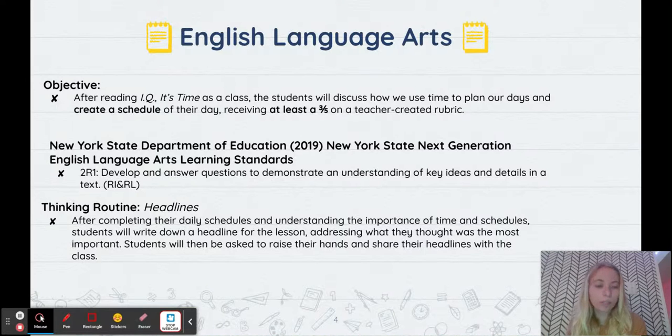One thinking routine that can be used during this lesson is headlines. After completing their daily schedules and understanding the importance of time and schedules, students will write down a headline for the lesson, addressing what they thought was the most important. Students will then be asked to raise their hands and share their ideas with the class.